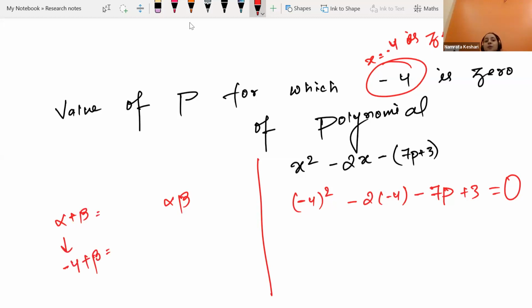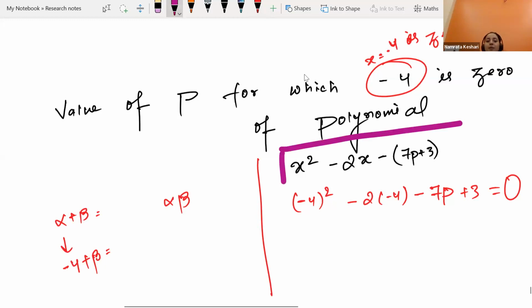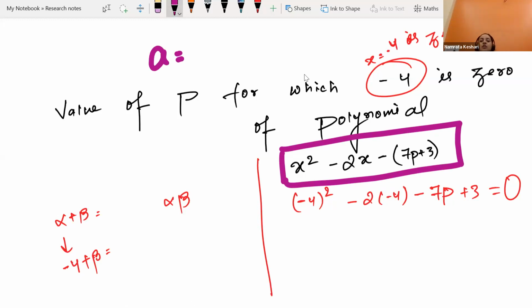Here, if I ask you in this particular question, what is A, what is B, what is C? If we compare it with ax square plus bx plus c, what is A, what is B, what is C? A is the coefficient of x square, so it will be 1. B is minus 2. And C is minus 7p plus 3.